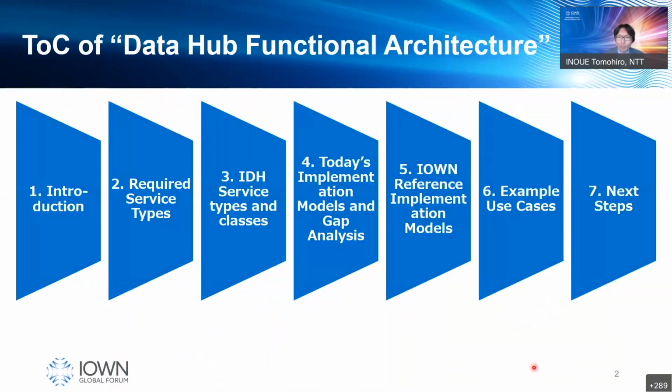So we have recently published a document called the Data Hub Functional Architecture. Here is the structure of the document. First of all, the goal of the Data Hub and its expected roles and functions are explained. Next, it defines the service types and classes for the Data Hub. I will explain it later. Then, we analyze the gaps in the current technologies and present Data Hub architecture to solve the gaps. It also illustrates example use cases and the next challenge.